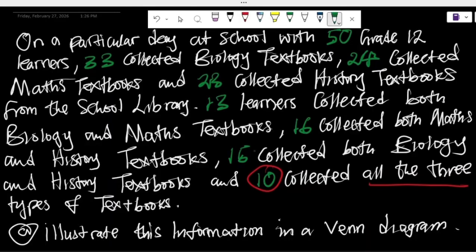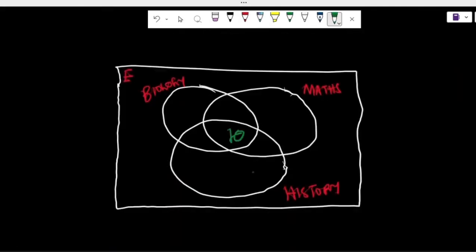Next, we have to realize that those who collected both biology and history were 15. So when you come here, this is the region for biology and history. So both biology and history shows that this is biology intersection history, right? But we have 10 already here. So since the total number of learners who collected both biology and history is actually 15, we already have 10. So it is 15 minus 10, which is 5. So here we are going to have 5.